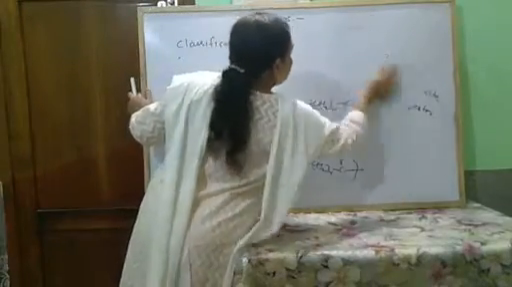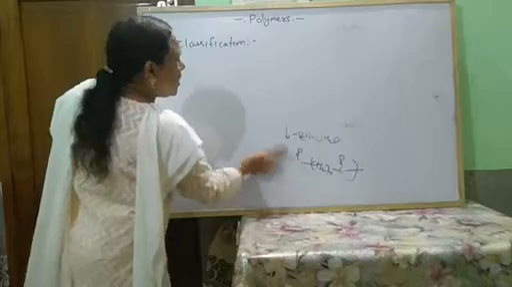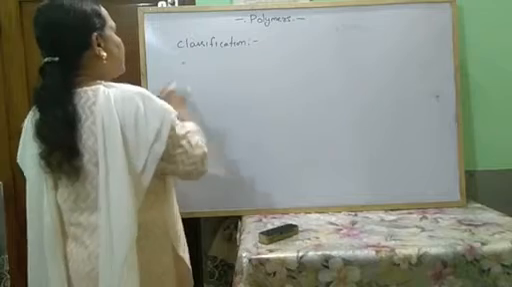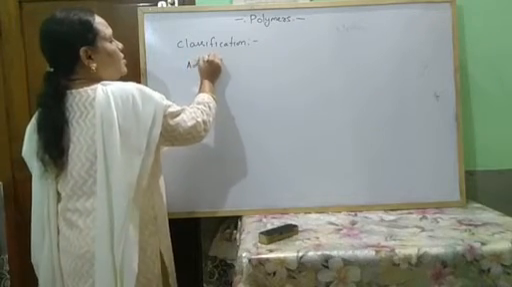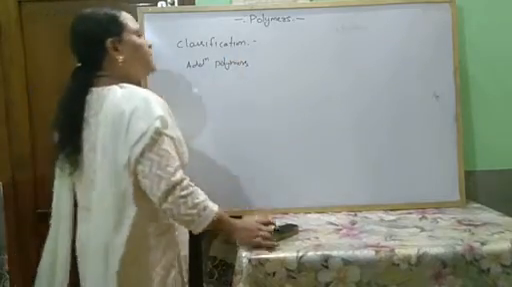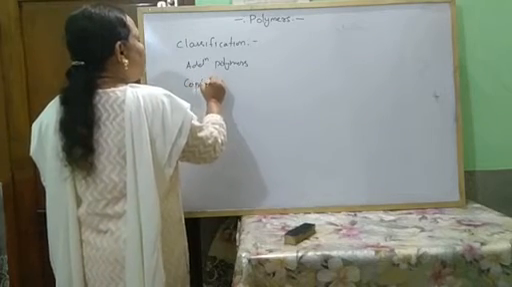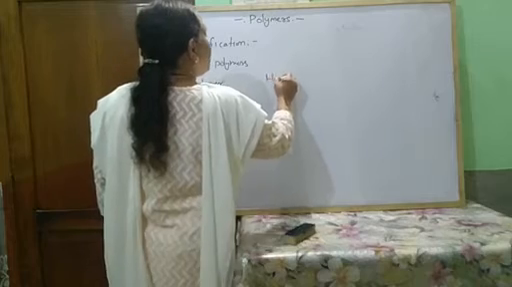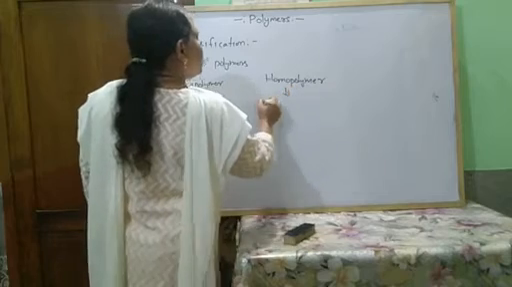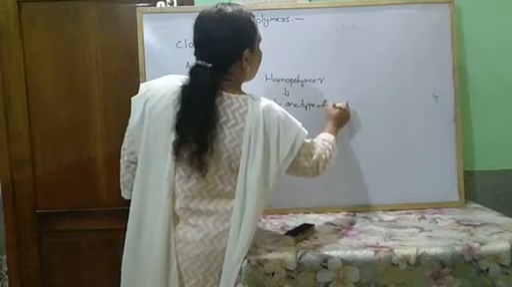The addition polymers are again of two types, that is copolymer and homopolymer. A homopolymer consists of only one type of monomer.